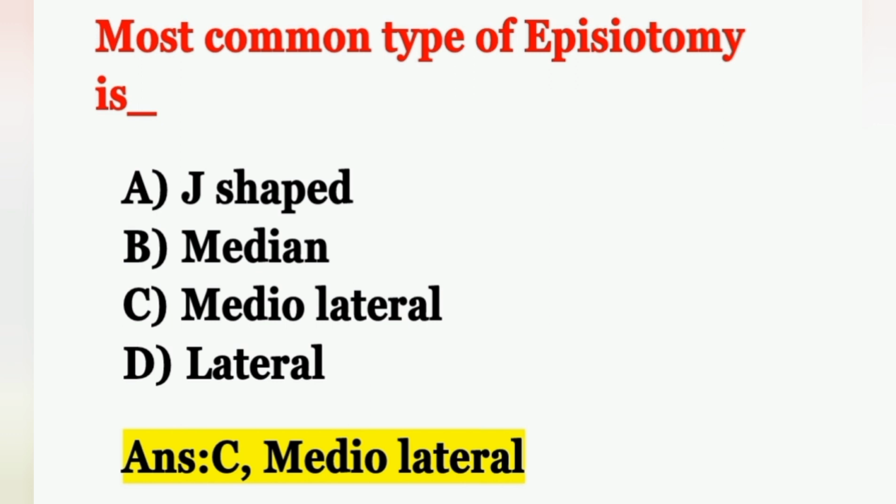Episiotomy or perineotomy is the surgical incision of the perineum and the posterior vaginal wall. And the most common type of episiotomy is mediolateral episiotomy, and the episiotomy is mainly performed during the second stage of labor.